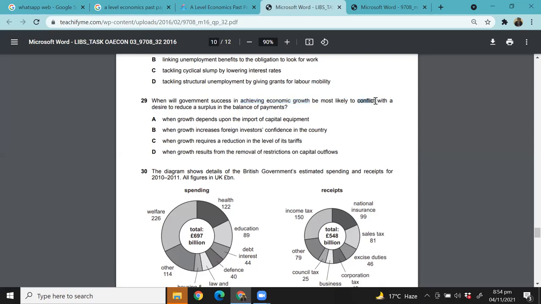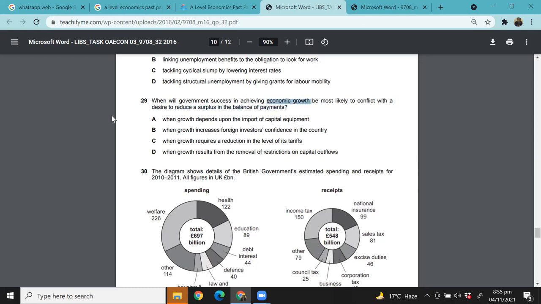Likely to conflict. Conflict means that the two things are not happening at the same time. What is a conflict? When you achieve one, you can't achieve the other one. Is most likely to conflict with the desire to reduce a surplus in the balance of payments. So on one end, you're trying to reduce the surplus in the balance of payments. And on the other hand, you want to achieve economic growth.